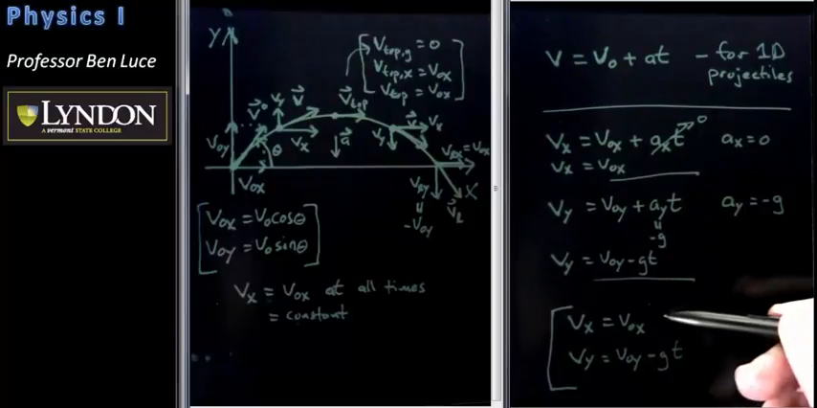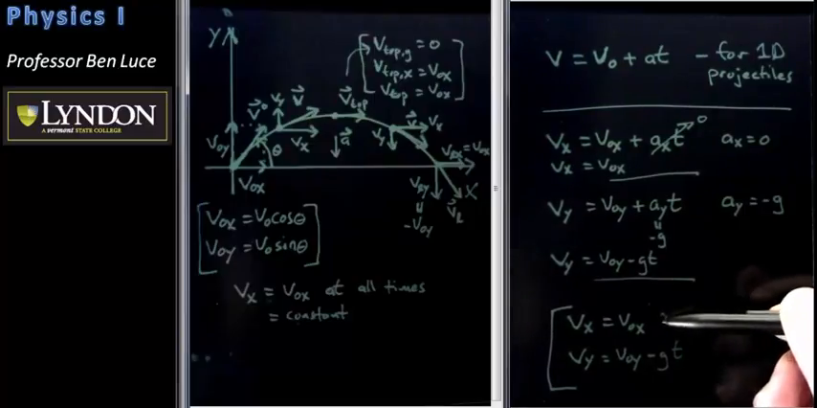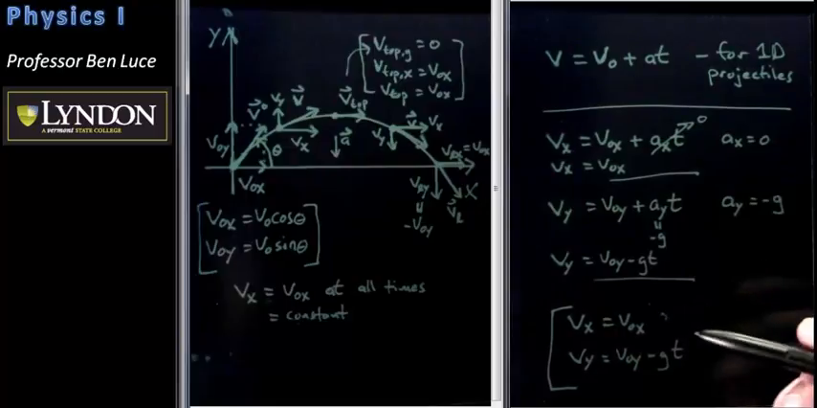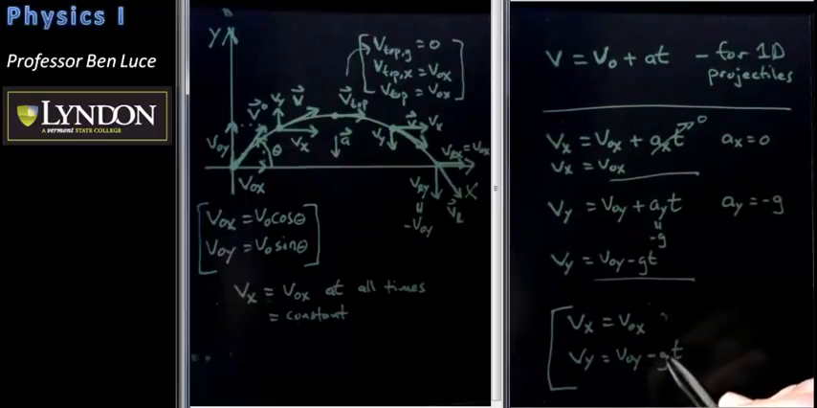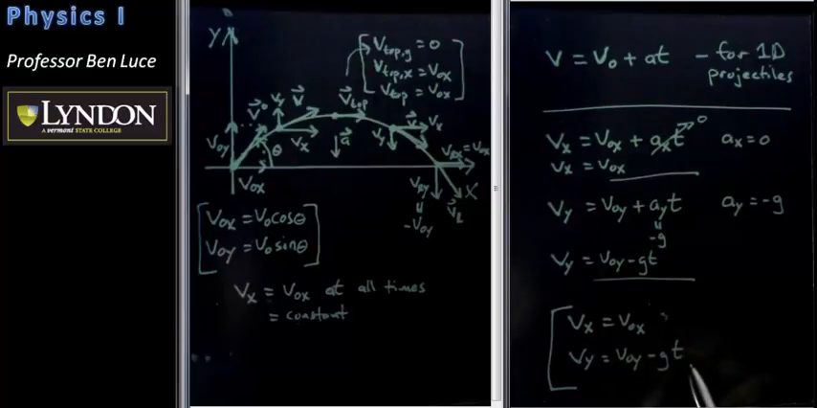So this equation, this first equation for vx, is fairly trivial. We basically just have to remember that vx stays fixed at v naught x. The second equation is not trivial. We can see that vy will change linearly with time, starting with its initial value v naught y.